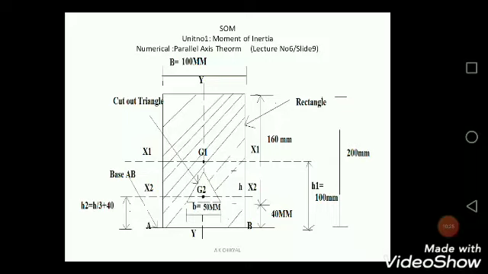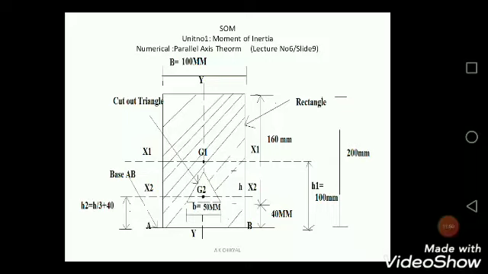So we have x1, x1. This is the axis passing through the centroid of the rectangular section. Similarly, x2, x2 is the axis passing through the centroid of the cutout triangular section.